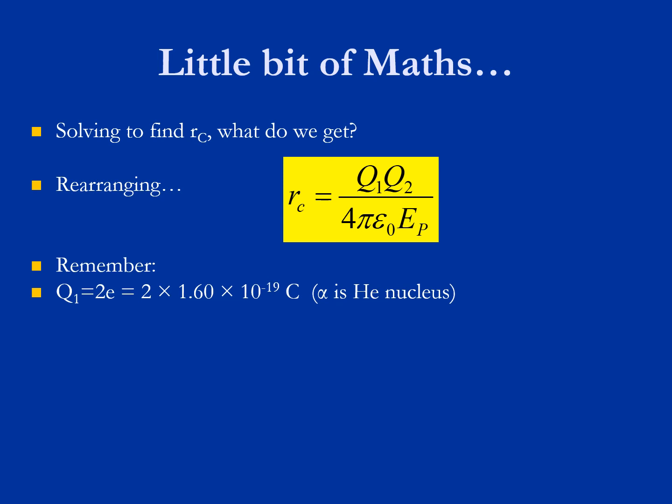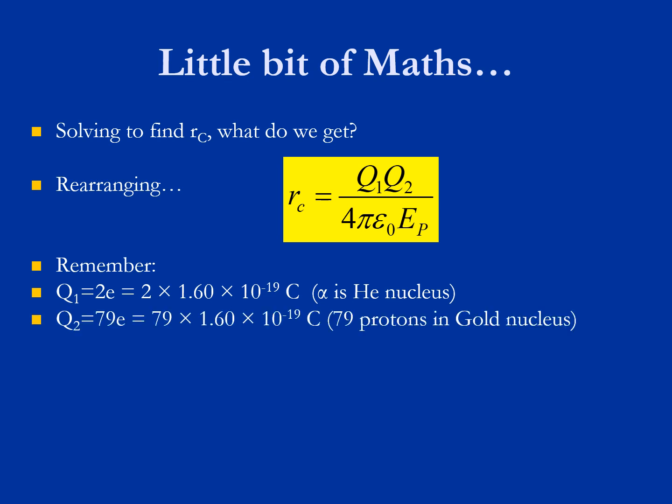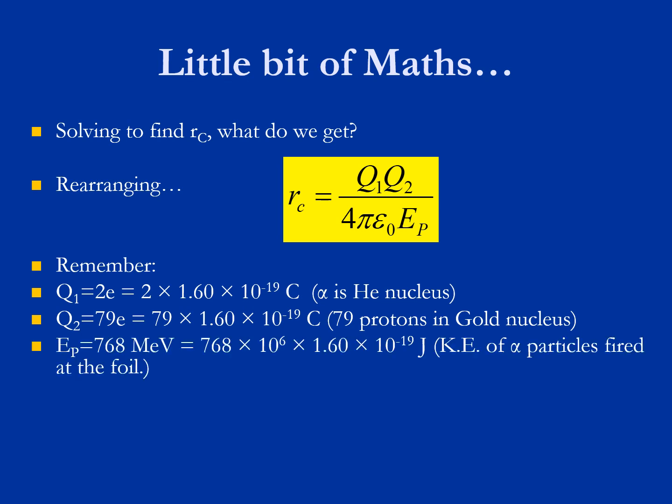If we've got an alpha particle, it's a helium nucleus, so the charge on that is 2 times e. We know e is the charge on an electron, or the fundamental charge, 1.6 times 10 to the minus 19 coulombs. For the gold nucleus, there are 79 protons, so the charge of that is 79 times that. And the energy, 768 mega electron volts, that rest mass energy, and we can convert that into joules. So kinetic energy of these alpha particles.